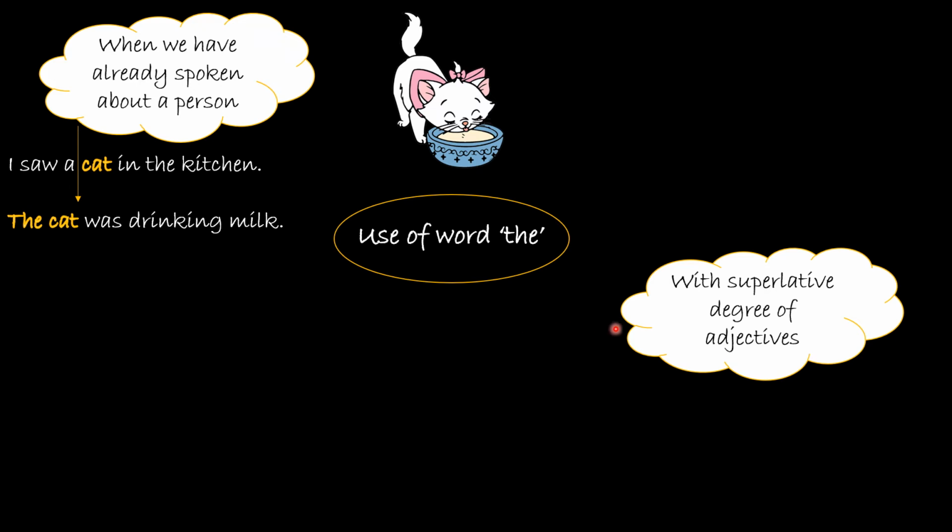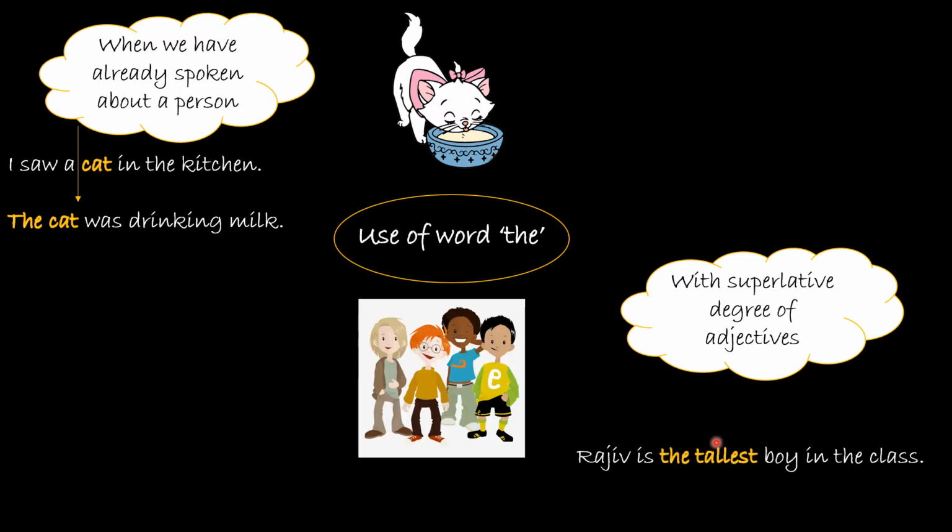With the superlative degree of adjectives. Students, the superlative degree of adjectives is the highest degree. If you remember, we did it in our last grammar session, degree of adjectives. If you have forgotten, you can revisit the video and revise it. Now the sentence is, Rajiv is the tallest boy in the class. Now, tall is the adjective, taller is the comparative degree, and tallest is the superlative degree. That's why we have used the before tallest in this sentence.